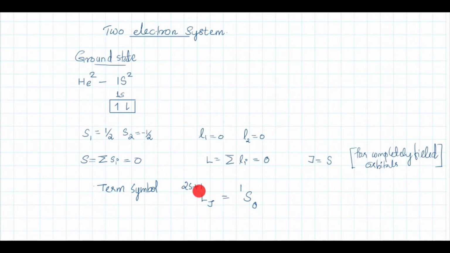Okay, and the term symbol notation is 2S plus 1 L J. Instead of L, if L is 0 you have to write S, if L is 1 you have to write P, if L is 2 you have to write D, if L is 3 you have to write F, and so on. So 2S plus 1 becomes 2 into 0 plus 1, that is 1. Since L is 0 you have to write S, and J is simply S, which is 0. So 1S0 is the ground state term symbol for helium.